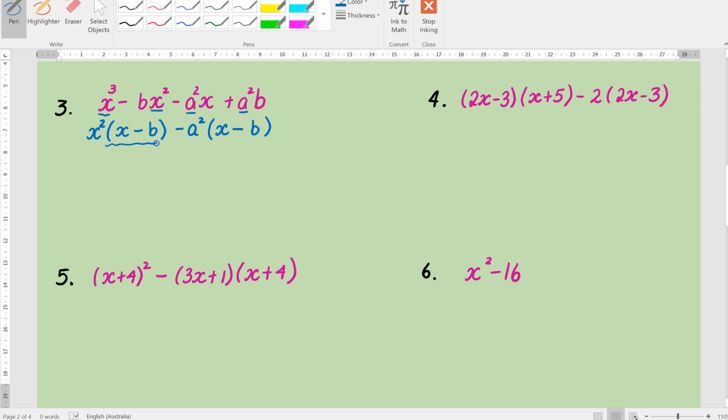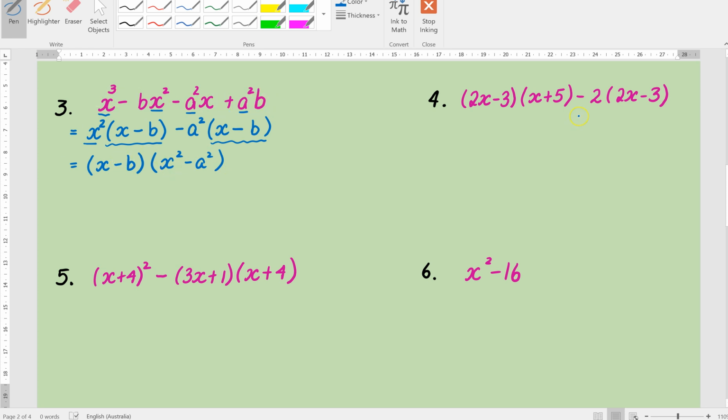And now, lo and behold, look what we've got here. We've got a common factor of x take b and x take b. So I'm going to pull that out as a common factor. So pull out that x take b, and if I pull it out from this term, I'm left with this x squared. So that goes there. And then I pull out this x take b from this term, and I'm left with minus a squared. Okay, so believe it or not, if I was to expand this, I would get this expression.